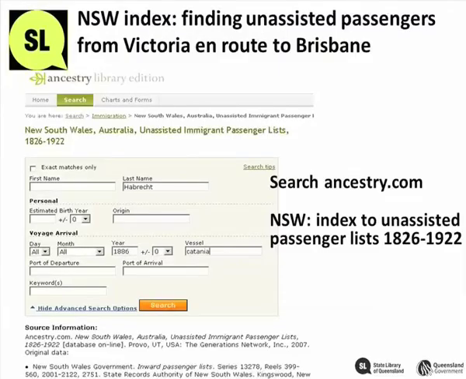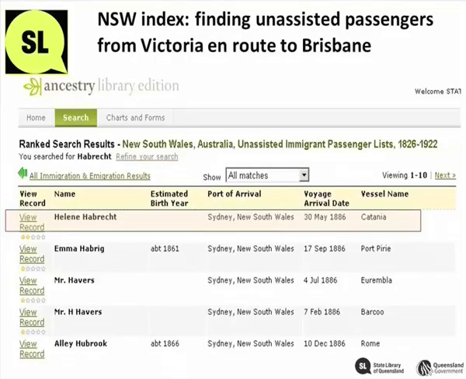And, of course, we had found her once we got to New South Wales. There she is with yet another spelling of the name on Find My Ancestry. We've just put in the name because she was Mrs. Habrecht. And 1886 on the Catania, because we know all that now. And now she's Helene Habrecht. So always be careful of trying to put less rather than more, because there aren't going to be too many Habrechts on the Catania, 1886.